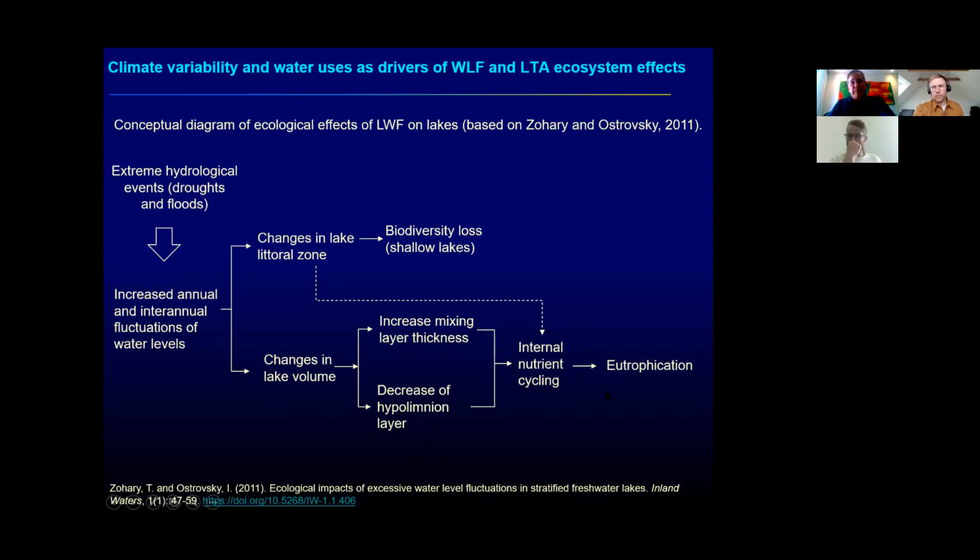So what we can expect with a lower volume, the epilimnion or the mixing layer would become thicker, and then a reduction of the hypolimnion, so nutrients would be more available to the euphotic zone, and the eutrophication could be more intensive with phytoplankton blooms, and particularly cyanobacterial blooms.